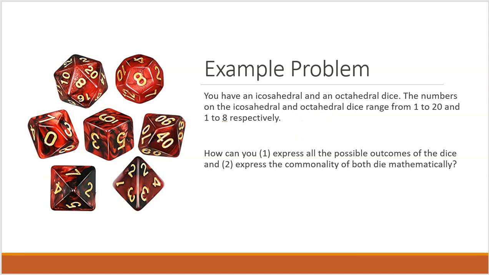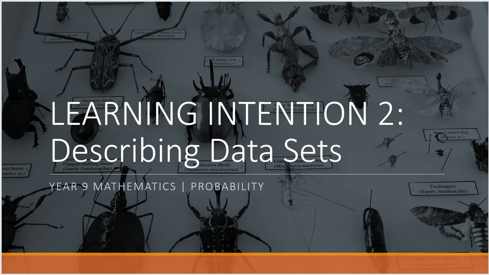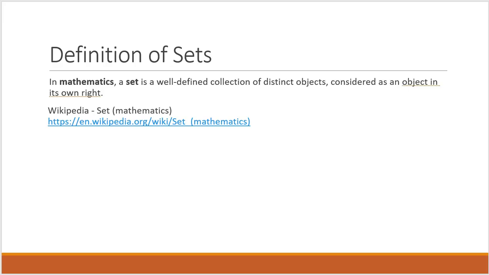So this is where we come to describing data sets. So firstly, what is a data set? Well, according to Wikipedia, in mathematics, a set is a well-defined collection of distinct objects considered as an object in its own right. So what could that look like?